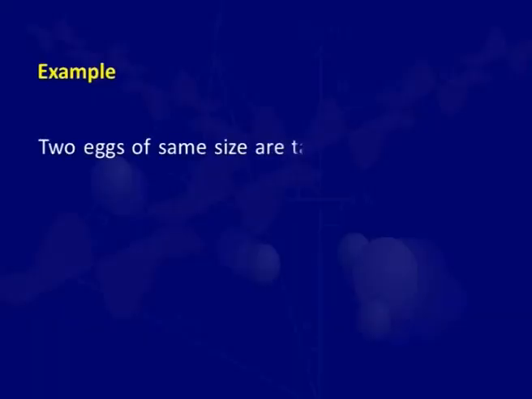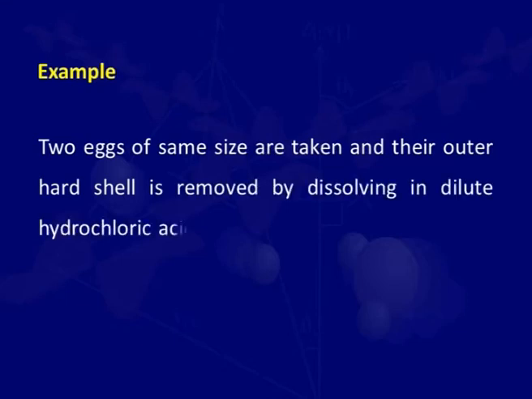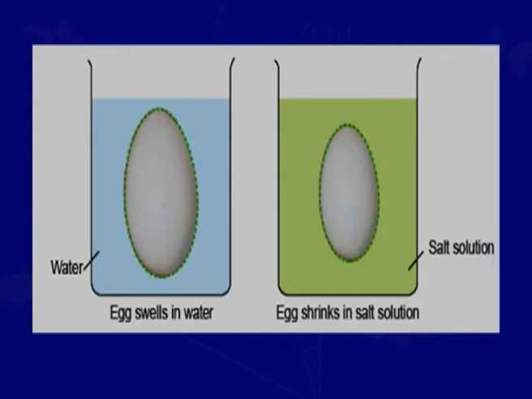The phenomenon of osmosis can be demonstrated by a simple example. Two eggs of the same size are taken and their outer shell is removed by dissolving in hydrochloric acid. One of the eggs is placed in distilled water and the other in saturated salt solution. After sufficient time, it is noticed that the egg placed in water swells up and that placed in salt solution shrinks. In the first case, water enters the concentrated egg fluid, while in the second case, water comes out of the egg as salt solution is more concentrated than the egg fluid.